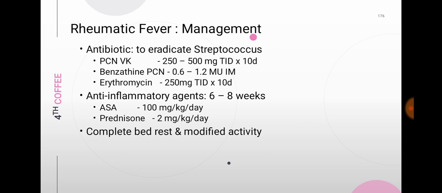We also use anti-inflammatory to lessen the carditis, as well as to lessen the arthritis. So we use either ASA, aspirin, at high doses for the anti-inflammatory effect, up to 80 to 100 milligrams per kilo per day. Or prednisone at 2 milligrams per kilo per day, up to 6 weeks. Complete bed rest with modified activity. Okay? So you don't put pressure on the heart, so you have to have complete bed rest.